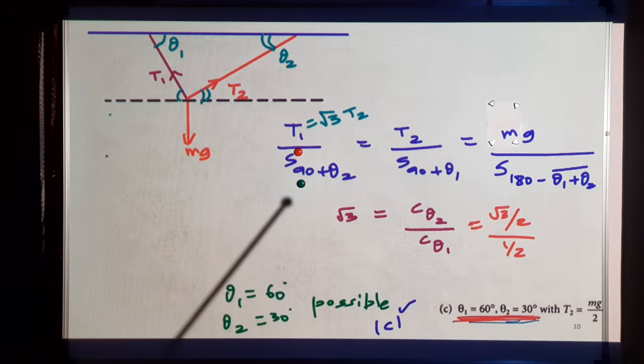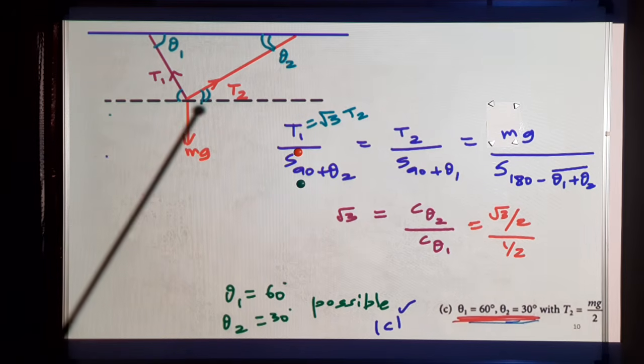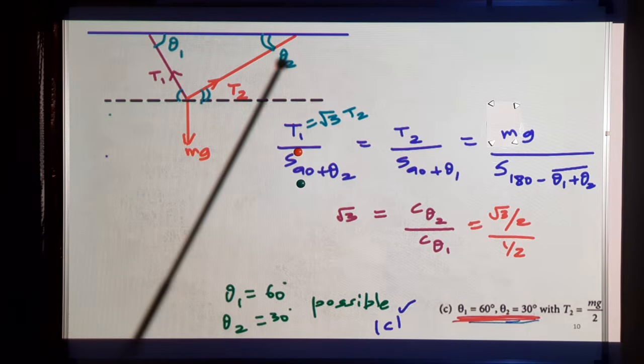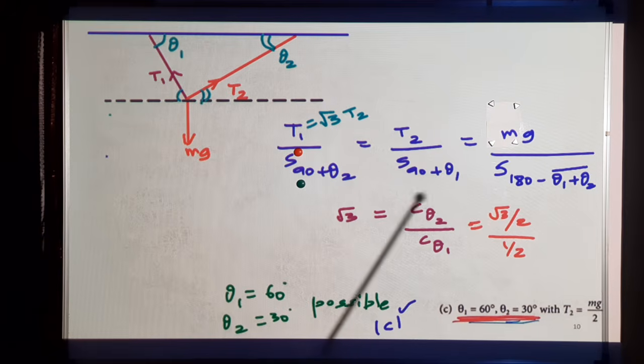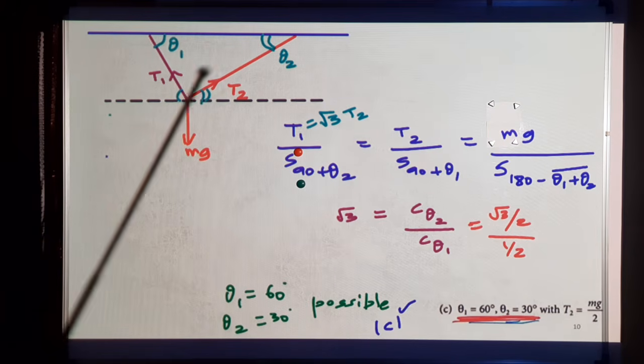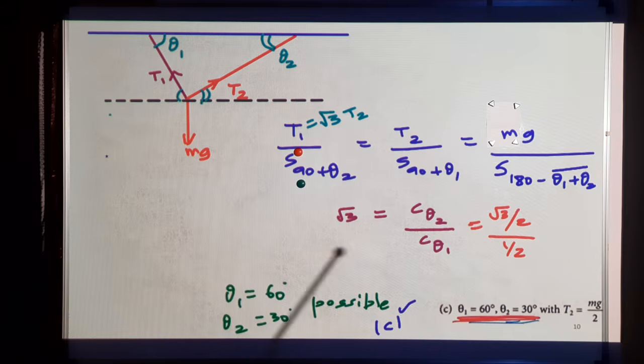By Lami's theorem, T1 over the sine of the angle opposite to T1, which is 90 plus theta2, equals T2 by the angle opposite to it, which is 90 plus theta1, equals mg by the angle opposite, which is 180 minus (theta1 plus theta2). So you get root 3 as cos theta2 by cos theta1. One possibility is theta2 is 30 degrees and theta1 is 60 degrees. So option C is the correct answer. And we can also get the value of T2 using theta1 and theta2 as 60 and 30.